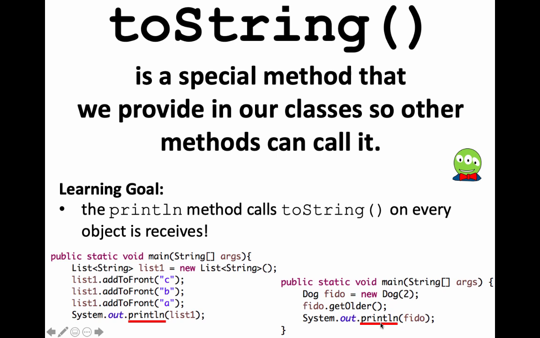So system.out.println will try and call the toString method on that dog object. And so it'll look in the dog class first for that method. Similarly, on the left, list1 is of type list. And so it'll go inside the list class to look for the method toString. And again, if it doesn't find it in that class, it goes to the parent class.